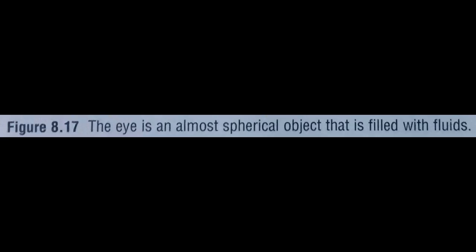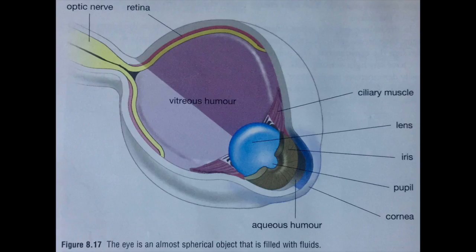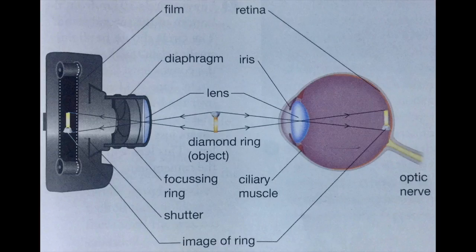Figure 8.17: the eye is an almost spherical object that is filled with fluids. And then you have the parts of the eye: the vitreous humor, which is the fluid in the eye. You have the lens. You have the little pupil there. On either side of the pupil is the iris. You have the cornea, the ciliary muscles, etc. In addition to keeping the eye rigid, humors help refract the light that enters the eye.